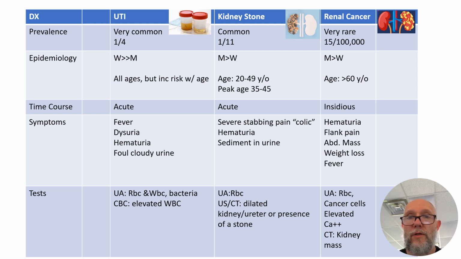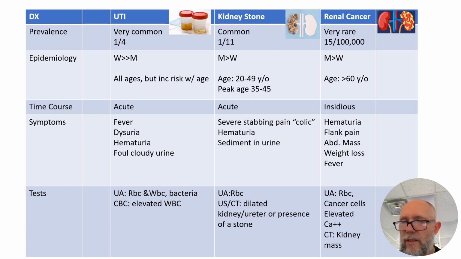Renal cell cancer, very, very rare. 15 out of 100,000 population. So if every time you see somebody who has flank pain and is peeing blood, you immediately say, this must be renal cell carcinoma, well, you're going to swing and miss a lot, because just statistically, the deck's stacked against you, right?